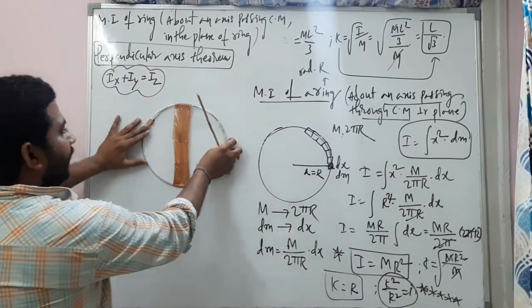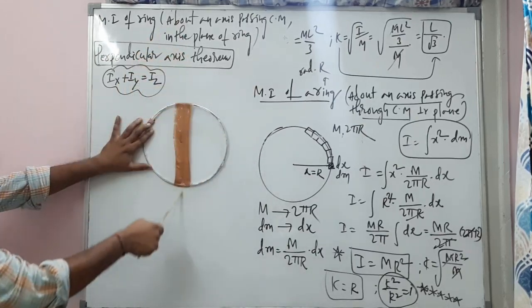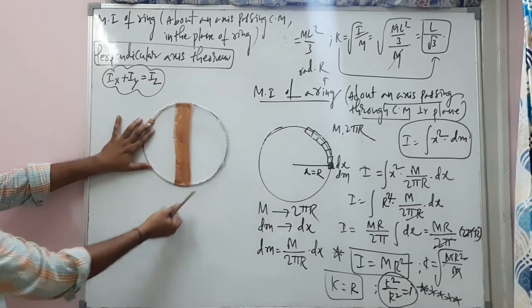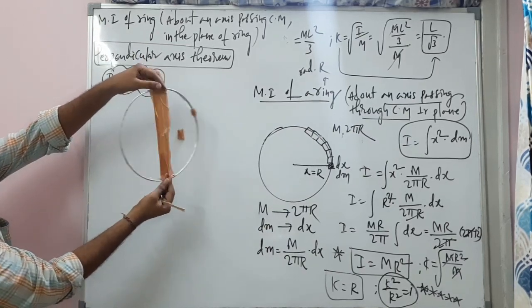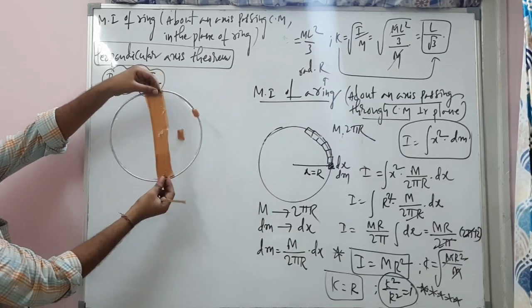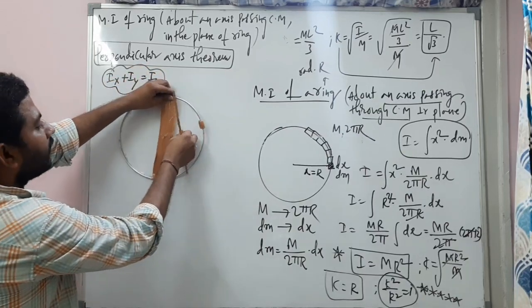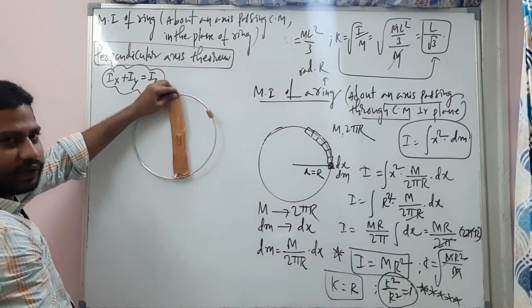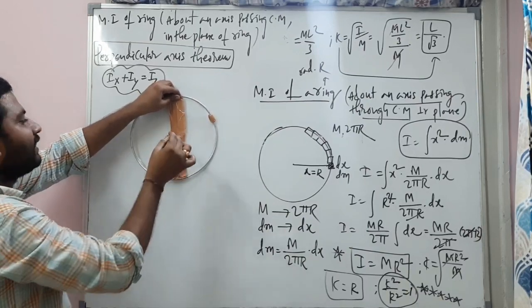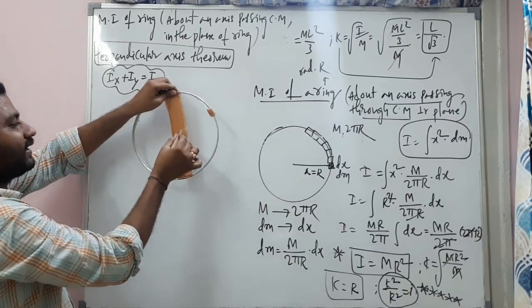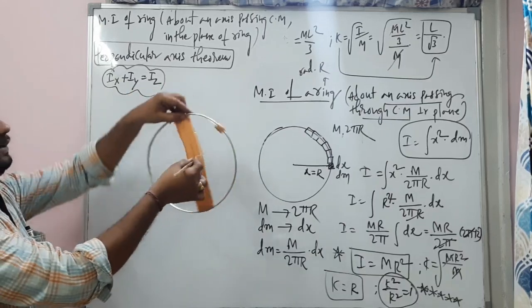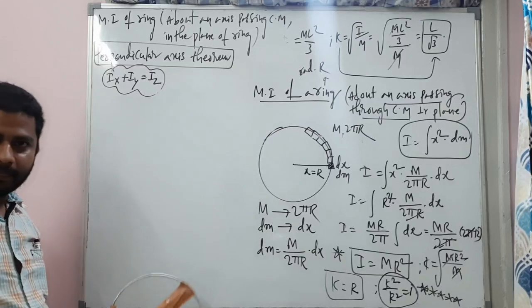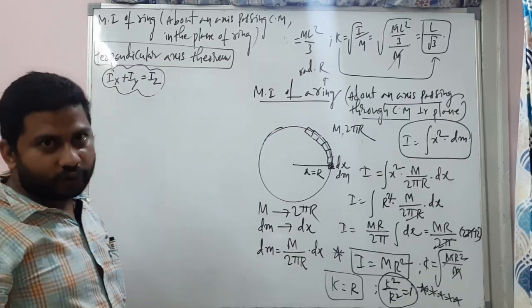Fine. This is the y-axis of the ring. About the y-axis, how does it rotate? Like this. Right? Now, about the z-axis, how does it rotate, my dear students? This is the z, right? So this is the z. About the z-axis, this is how it rotates. I hope you have got the complete picture.